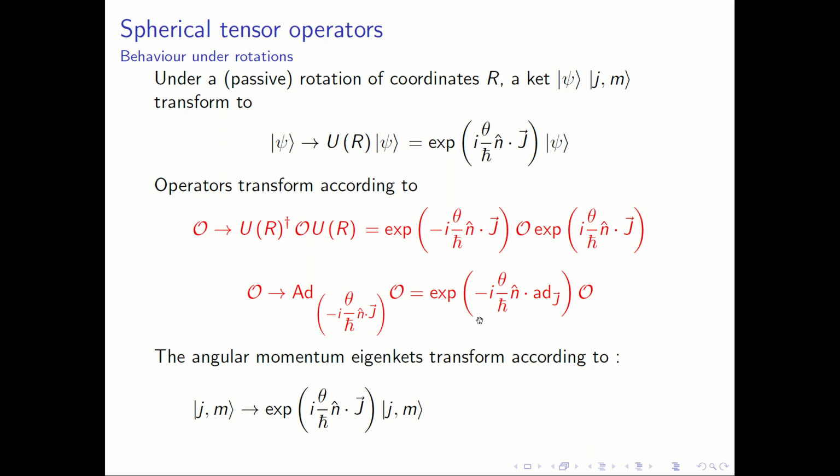Now, specifically when we talk about angular momentum eigenkets, they of course transform the same way as any states do. So, the state |j,m⟩ gets acted upon by this exponential operator. But since we know the action of the operators J3, J+, J−, which make up this n̂·J, on the state |j,m⟩, it should be possible for us to calculate exactly what this operation is.